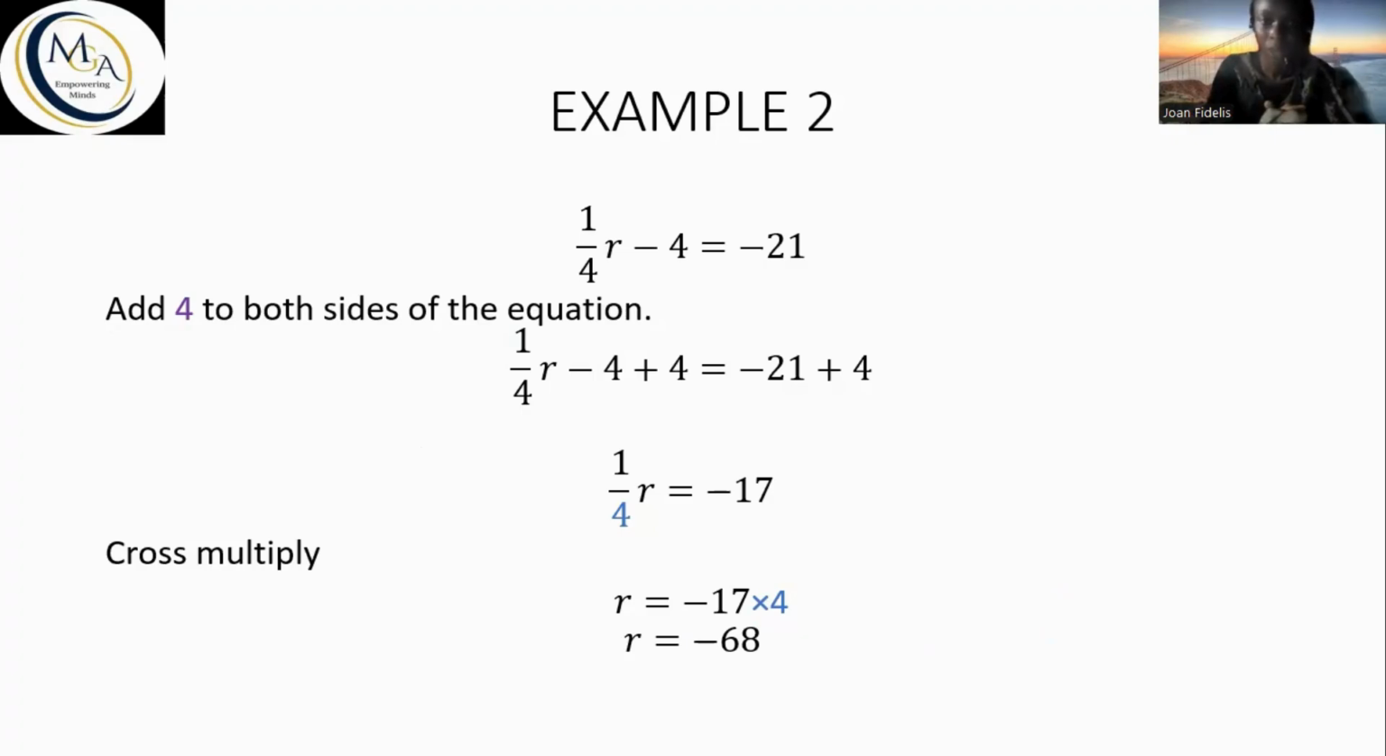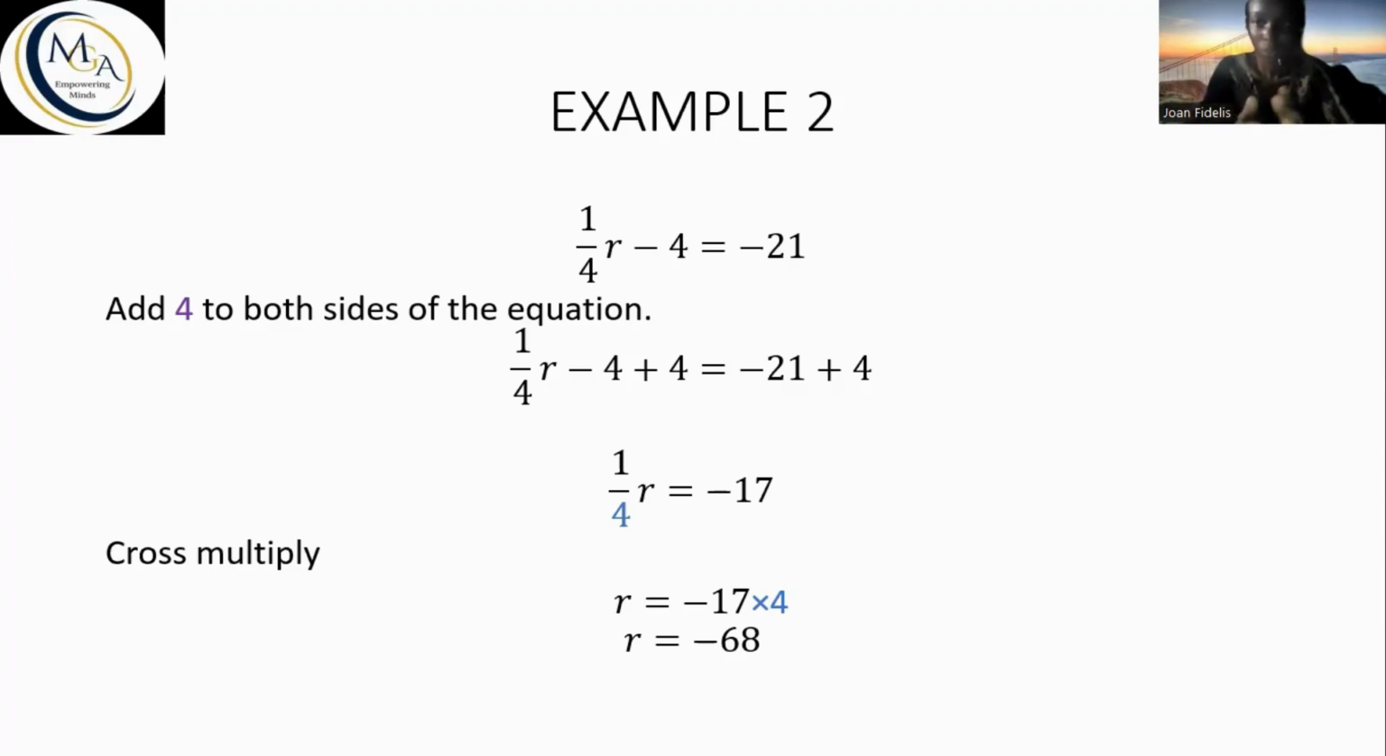1 over 4r minus 4 is equal to minus 21. The first thing you do, you need to have r and its coefficient stand alone. So you add 4 to both sides of the equation, like we did in the previous example. When you add 4 to both sides, you have 1 over 4r minus 4 plus 4 is equal to minus 21 plus 4. So minus 4 plus 4 is going to cancel out. And then minus 21 plus 4 is going to give us minus 17.